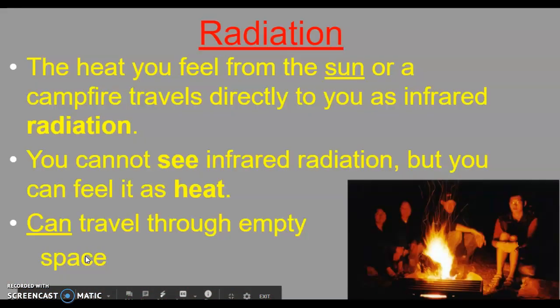As a review, radiation is heat you feel from the sun or a campfire, for example, that travels directly to you as infrared radiation. You cannot see it, but you can feel it as heat. The big thing about radiation is that it can travel through empty space, and that is a good thing because otherwise we wouldn't be able to get energy from the sun.